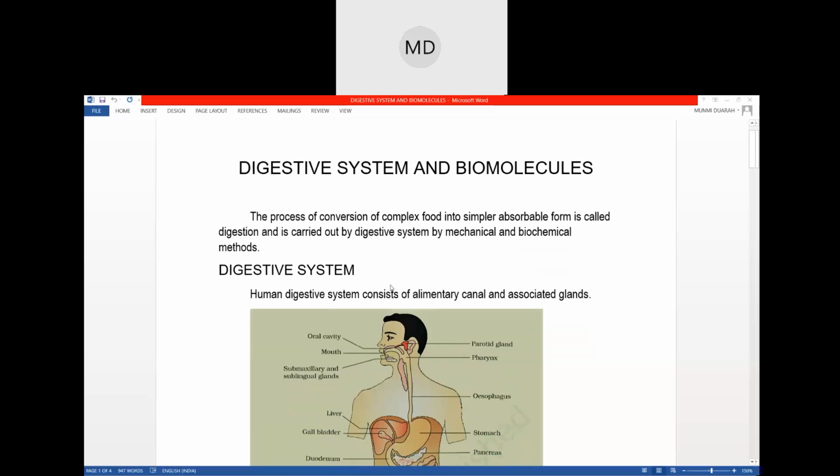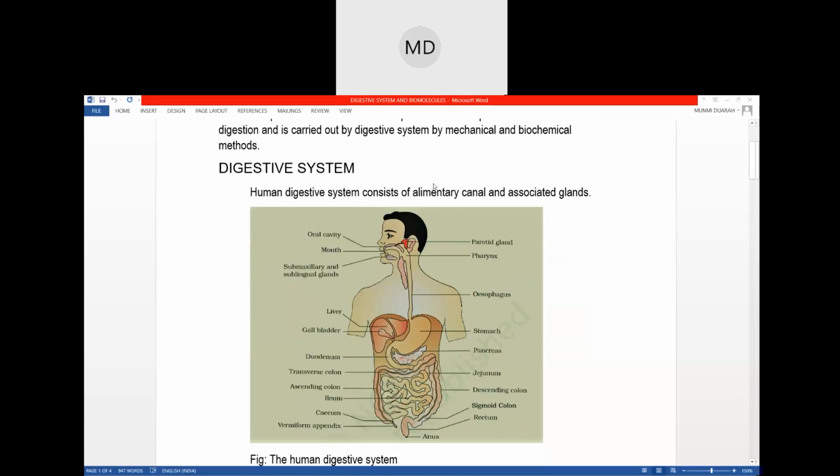So the human digestive system has two parts: one is the alimentary canal and the other is the associated glands. Glands we have discussed earlier. What are glands? Glands are nothing but organs that secrete substances, whether hormones or any other substances. The glands which secrete hormones are endocrine glands, and there are exocrine and other glands, right? So there are digestive glands also. And there is the alimentary canal.